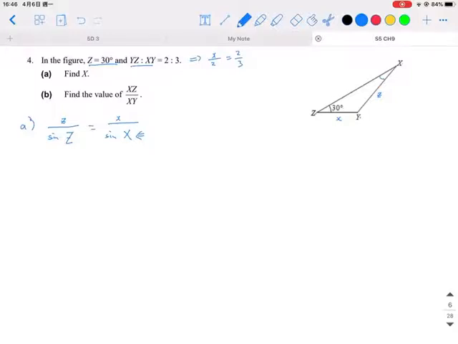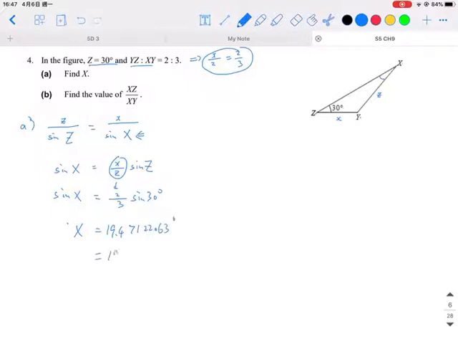We know x over z. We rearrange the order: sine X is equal to x over z multiplied by sine Z. We know that x over z is equal to 2 over 3, so that means 2 over 3, and sine Z we change to sine 30 degrees, and you will get sine X. This is not difficult to do by calculator. You will get angle X as 19.4 something, which is equal to 19.5 degrees for three significant figures.